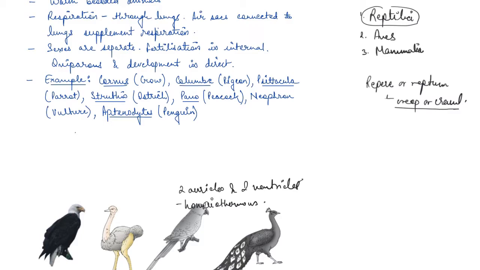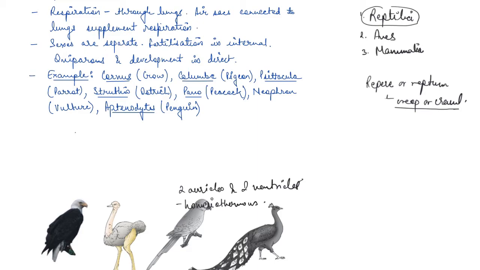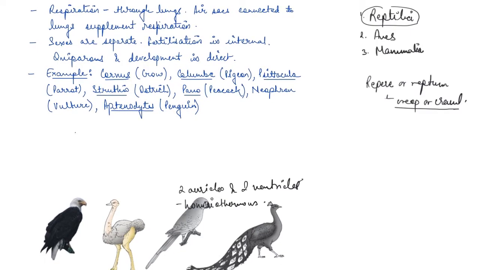Now, fertilization in them is internal and sexes are separate, right? Again, they are egg laying and there is no larval stage found, so they just lay eggs which have the offspring directly. Now, some examples of Aves are crows, pigeon, parrot, ostrich, which is a flightless bird, penguin, again a flightless bird, peacock. Okay. So again, a lot of diversity when it comes to class Aves.